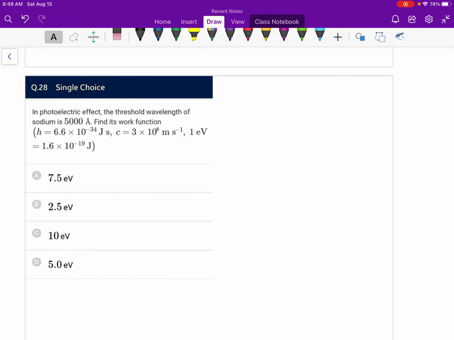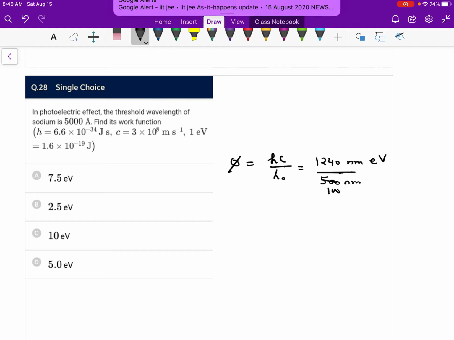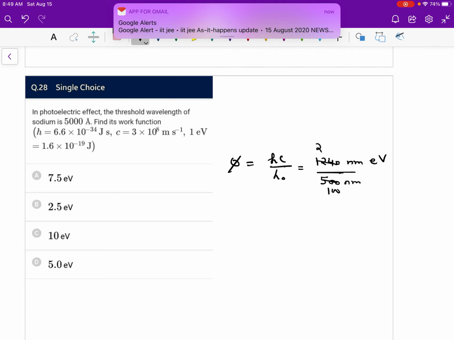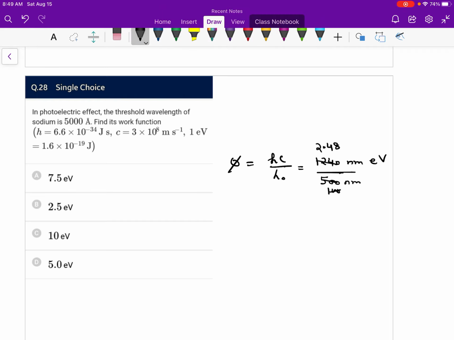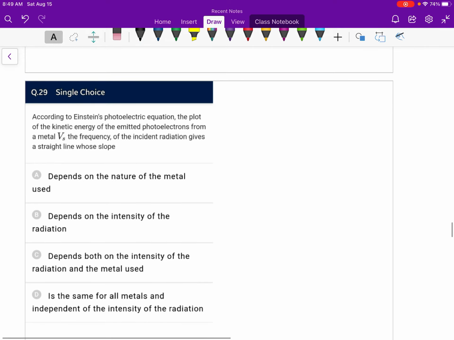In the photoelectric effect, the threshold wavelength is given; find the work function. So work function is hc by threshold wavelength, so 1240 nanometer electron volt upon 500 nanometer, which is 2.48 electron volt. So the closest option is 2.5 eV. B is the correct option.